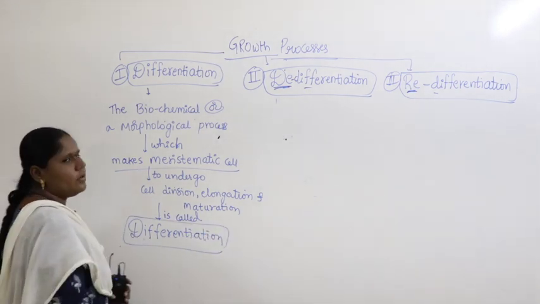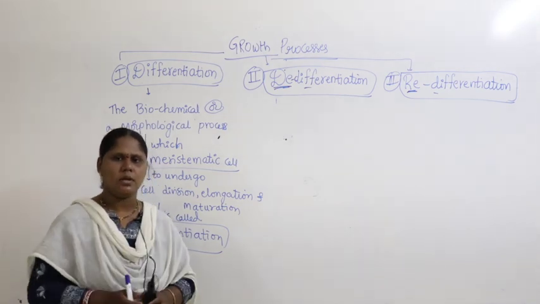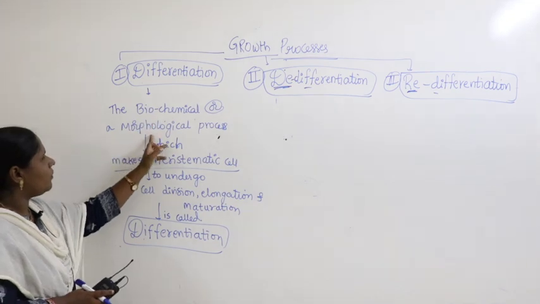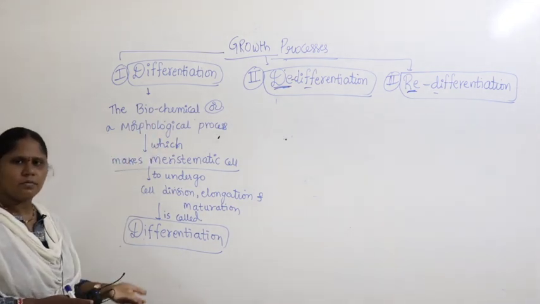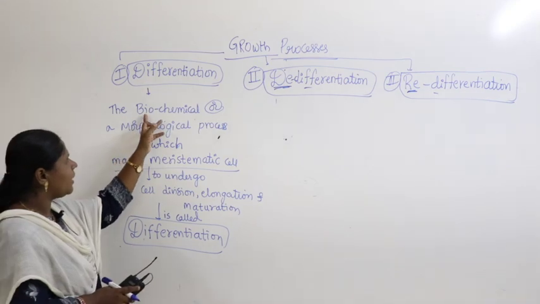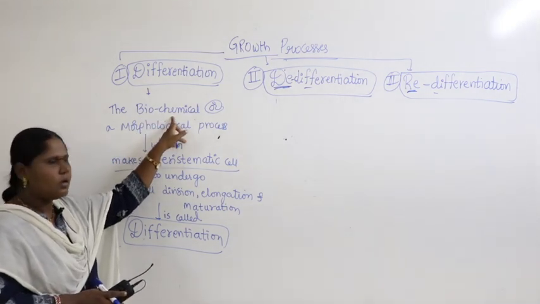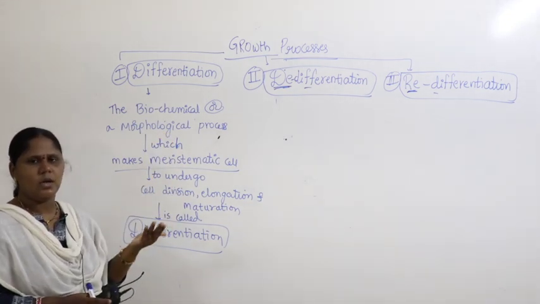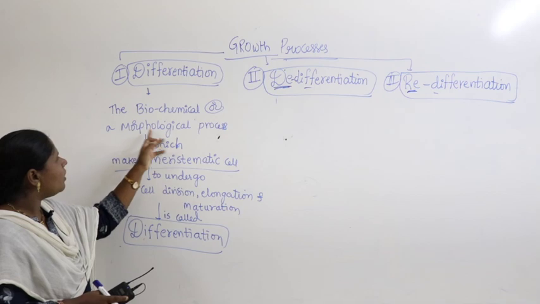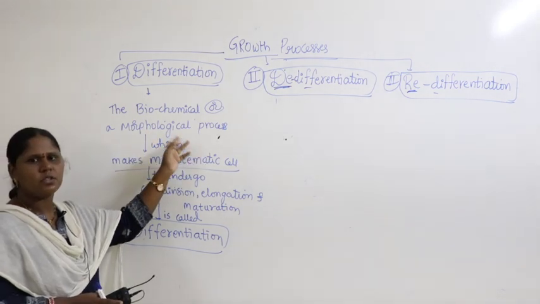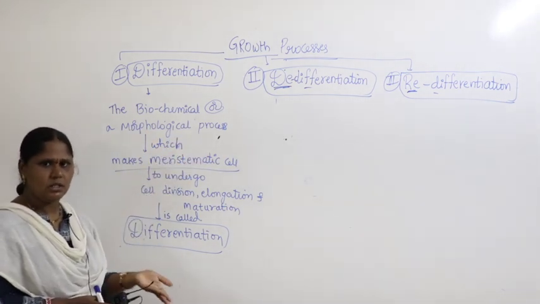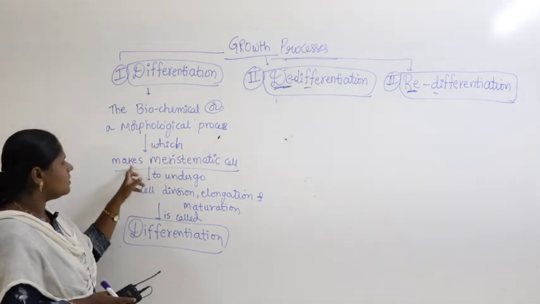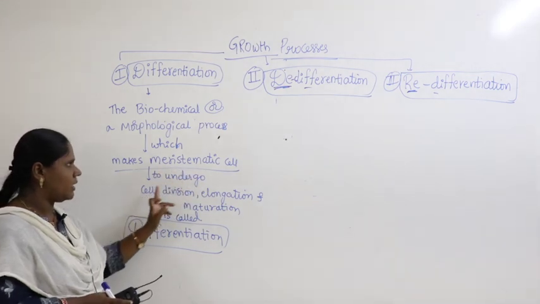What is the meaning of the definition here? If you take a biochemical or a morphological process, what is the meaning of this? Either the biochemical changes may take place, the chemical composition or the chemical processes may undergo some changes, or morphological changes. What are morphological changes? Morphological means structural changes, which make the meristematic cell undergo cell division.